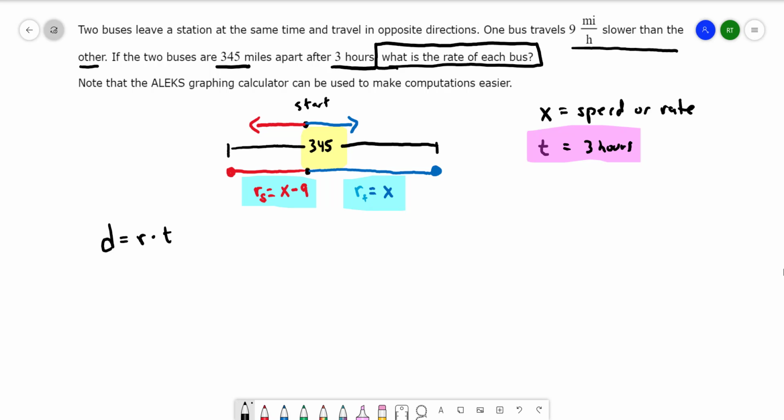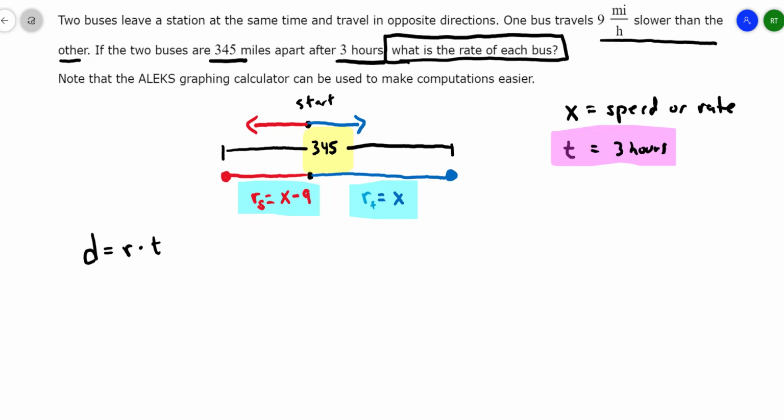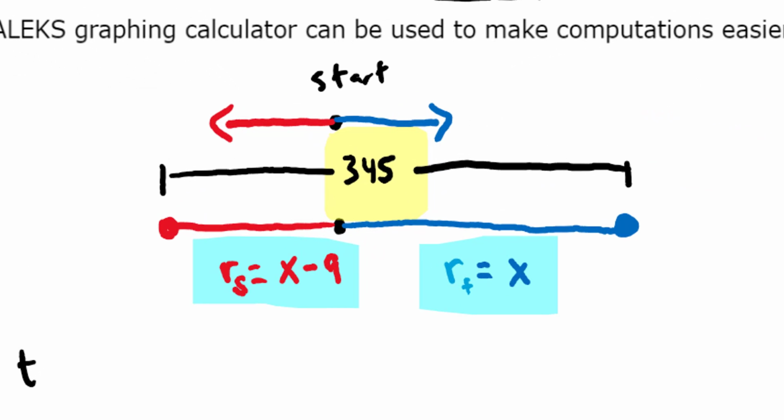Now that we have a better understanding of this problem, I'm just going to add a couple more things that you're going to need. Looking at the bus in red, we noticed that it traveled a small amount. So I'm going to put down d for this one. This is the distance of the slower one. We don't know it, so I'm just going to leave it like that for now.